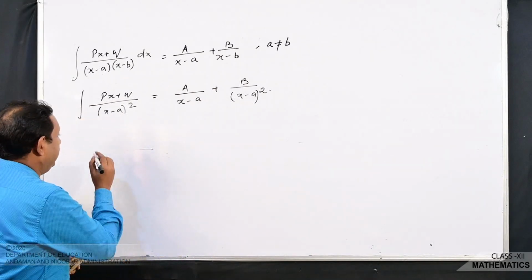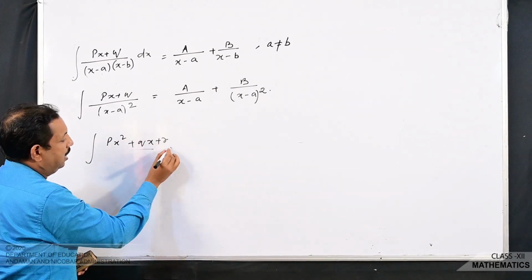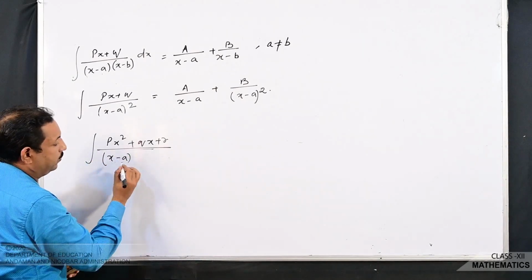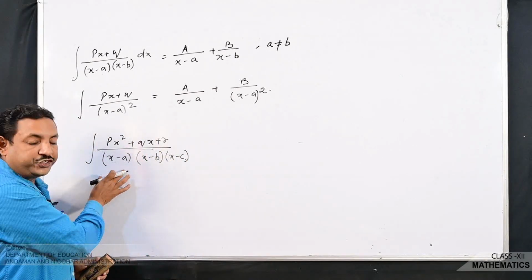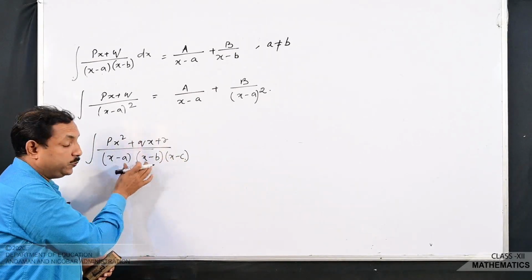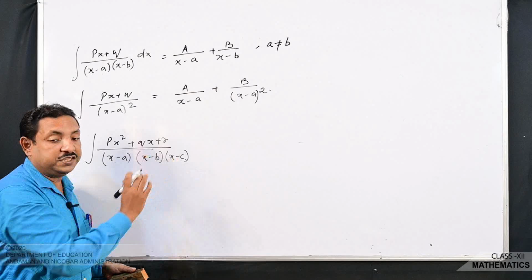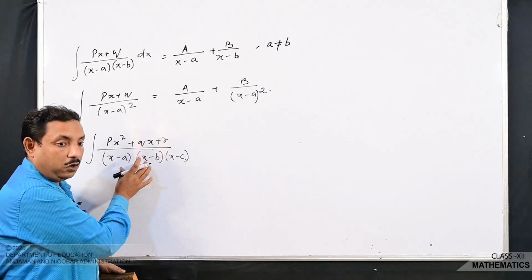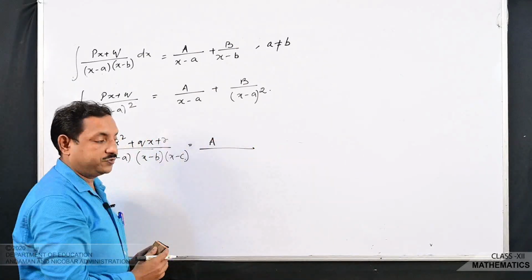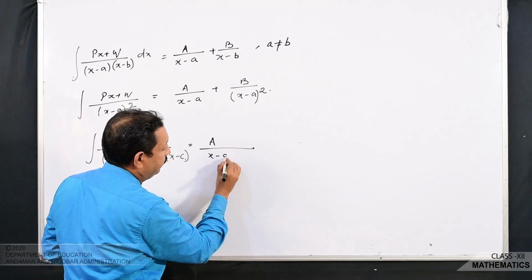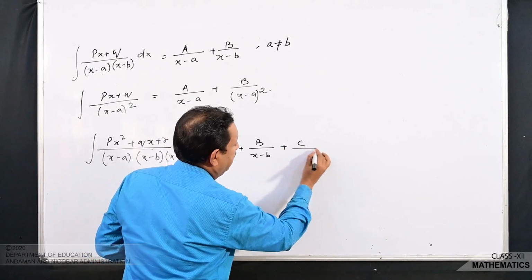In the cubic form, you will have px square plus qx plus r upon x minus a, x minus b and x minus c. It is a cubic expression, and it is all split into factors, and those factors are all distinct. When such a problem arises, you can take these forms, that is a by x minus a plus b by x minus b and c by x minus c.